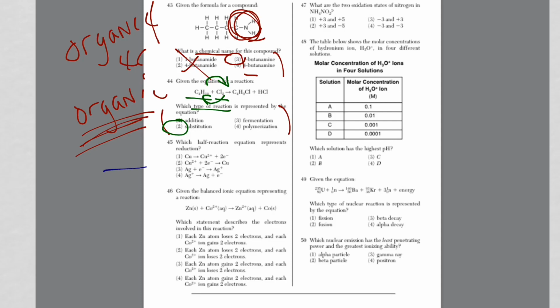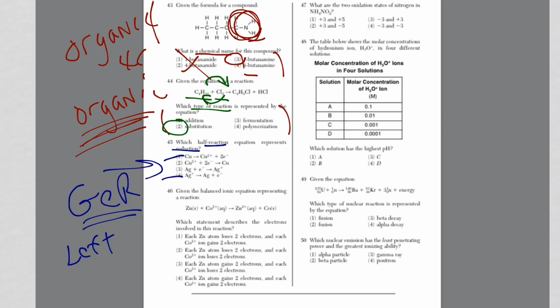For question 49, we're dealing with half reactions and we're looking at reduction. Remember, reduction is the gain of electrons. If we have the gain of electrons, we're going to see electrons on the left side. So right away you can cross out choice 1 and choice 4.